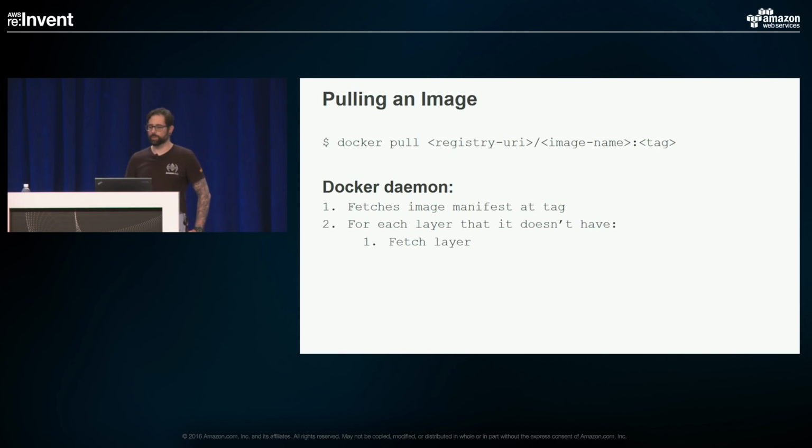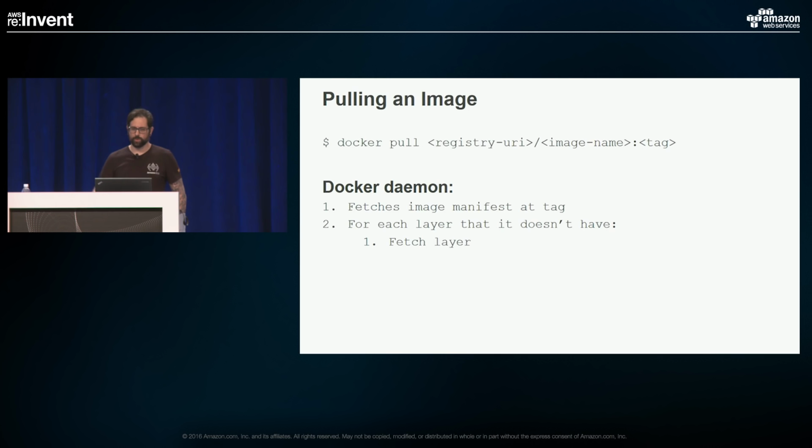So the first thing is pulling an image. When we do a Docker pull, you provide a registry URI. In this particular case, for ECR, you're going to use your specific registry URL. Because you can provide this URL with others, it's unique to your account. You provide your image name and your tag.